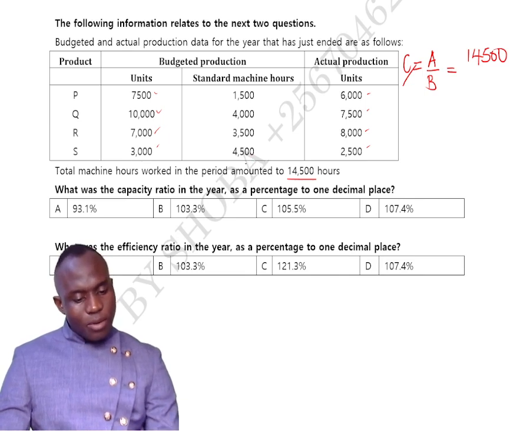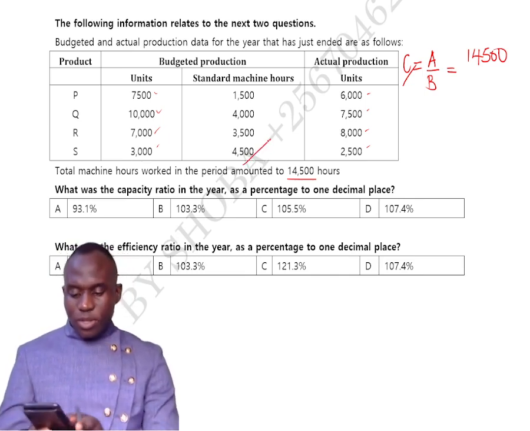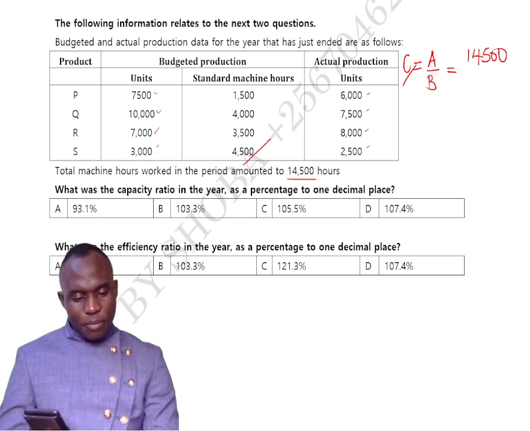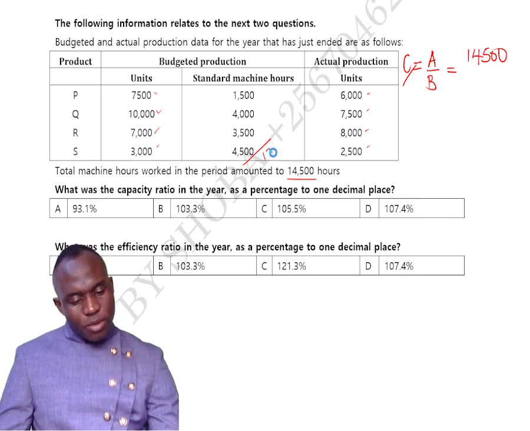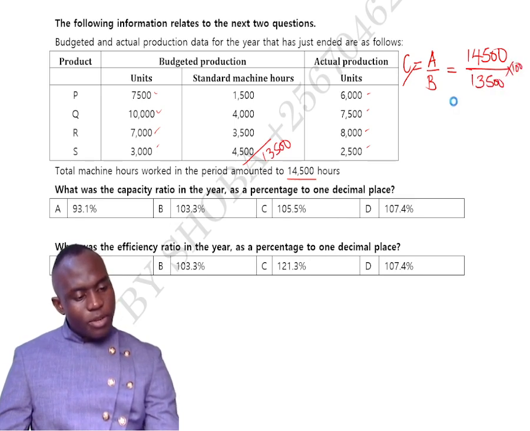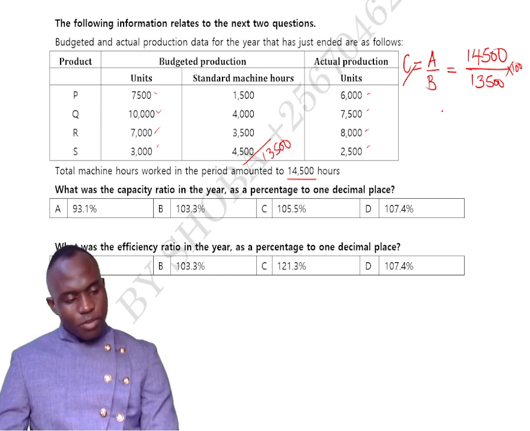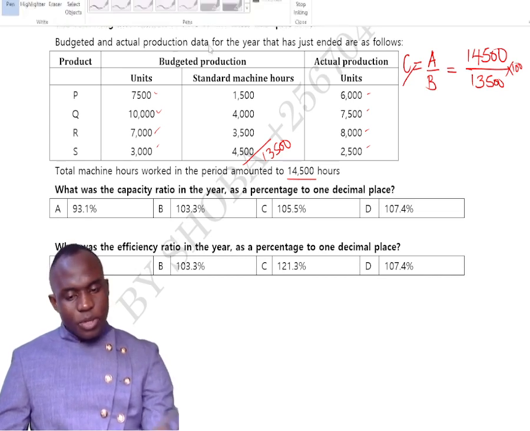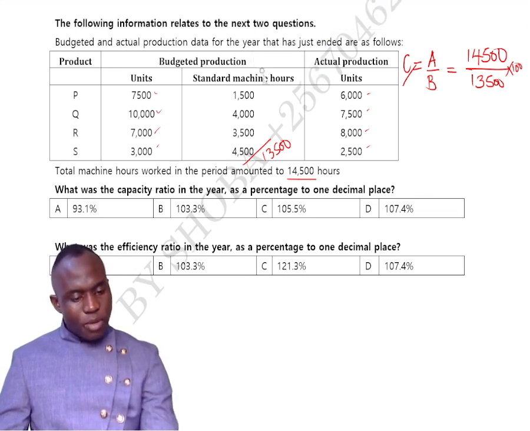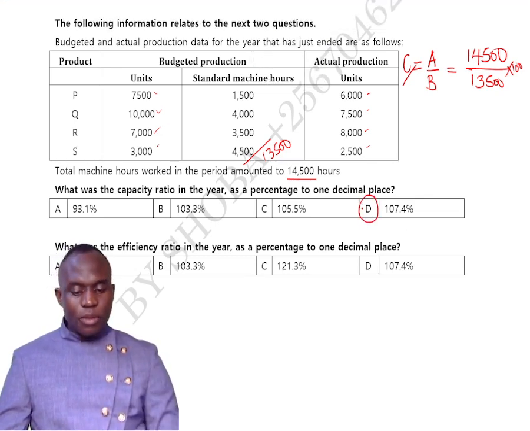And total budgeted hours would be the total of this. So it is 15 plus 4,000 plus 35 plus 45. And the total is 13,500. So divide by 13,500, then times 100. So the answer we get is 14,500 divided by 13,500 times 100. We get 107.4. So it means our correct answer is going to be D. We do the next one.